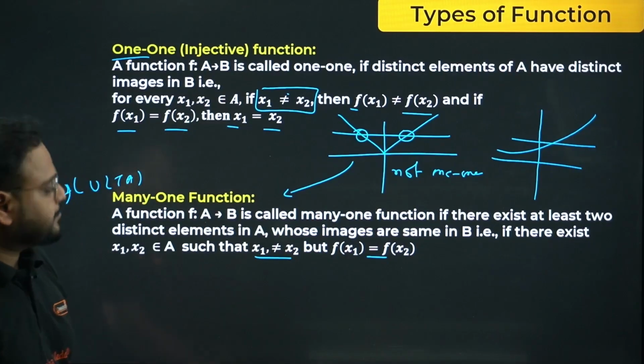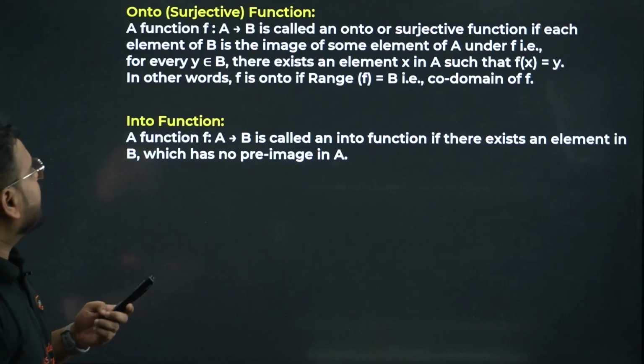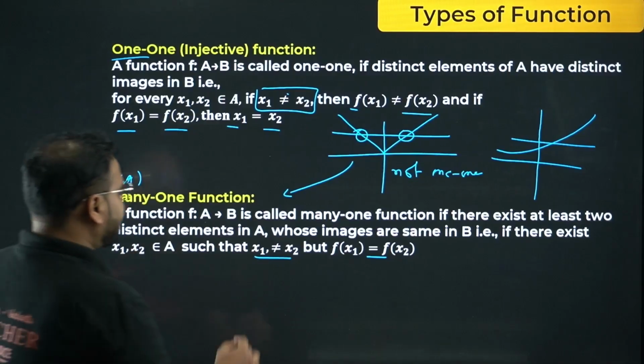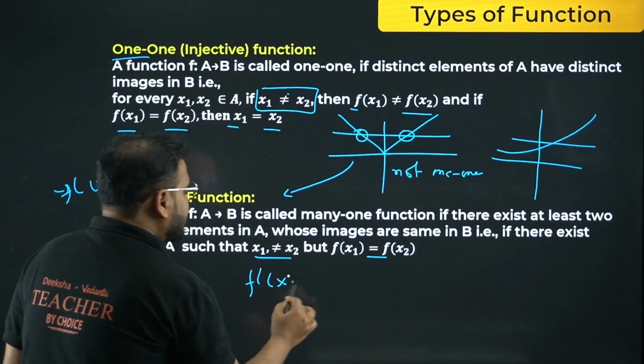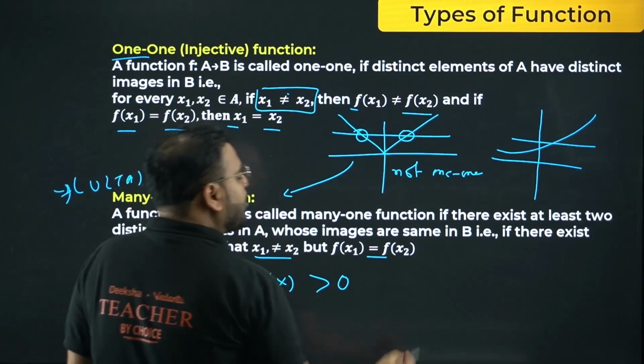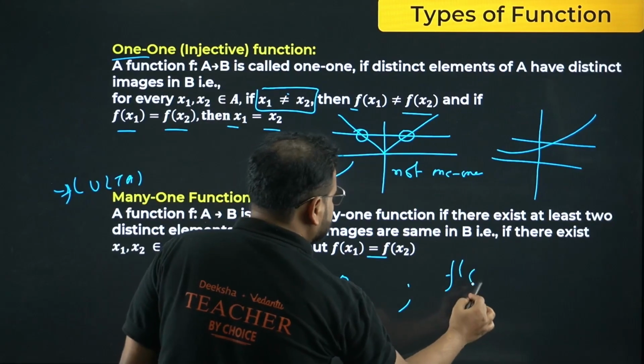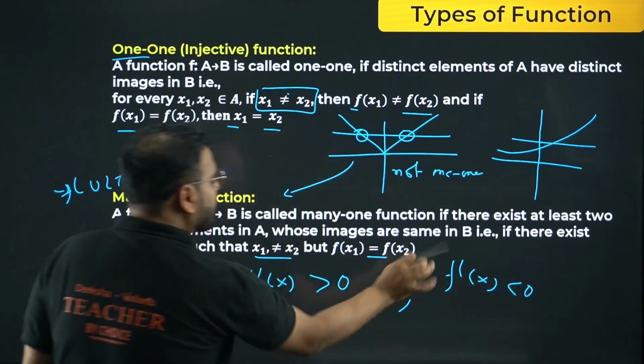Great. All right, now moving on. Another way to find this will be to find the derivative: if f dash of x is either greater than 0 or less than 0, either of the cases. It can be this or this, not both.